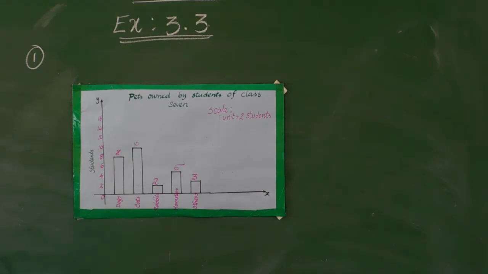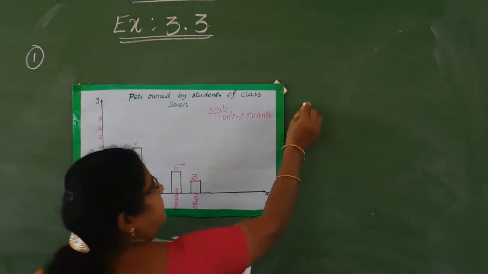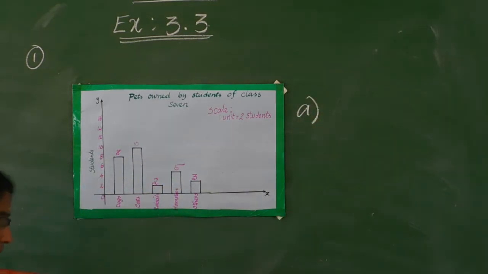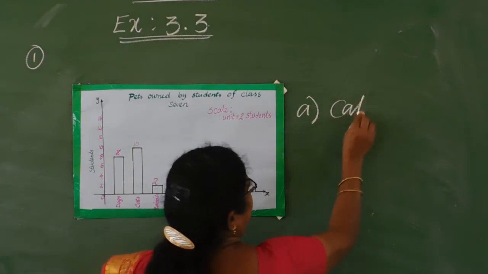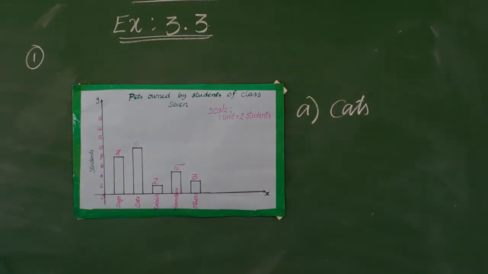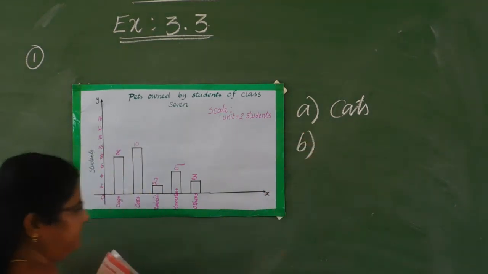From this, we have to answer the questions. The first question: which is the most popular pet? Out of these, which has the highest number? In this one, the number is 10. 10 students, the most number of students, have cats. So the cat is the most popular pet. Understand? Okay.